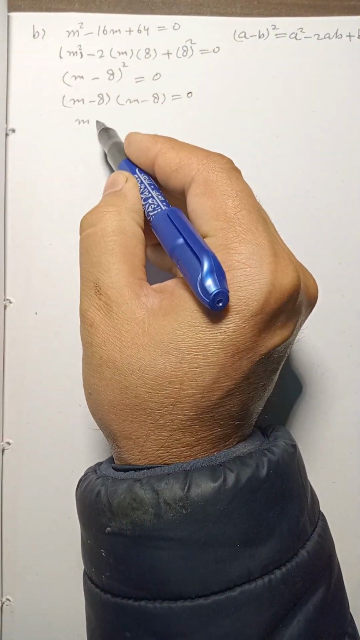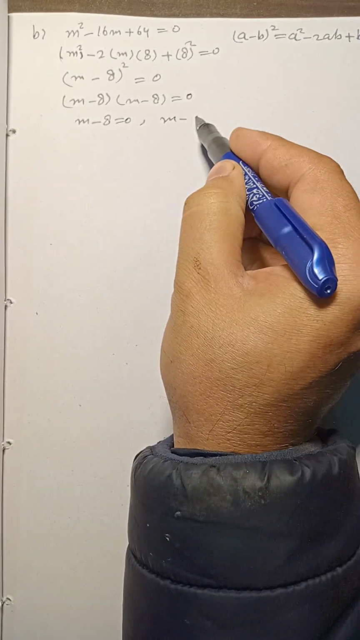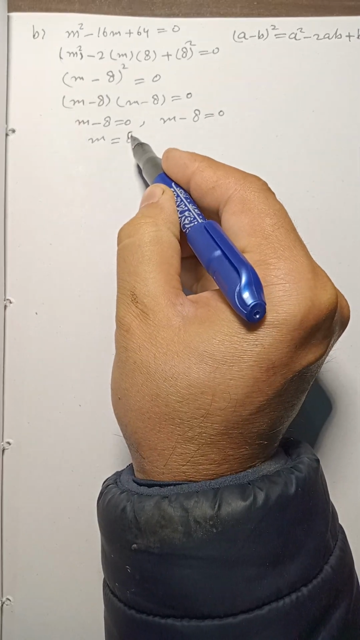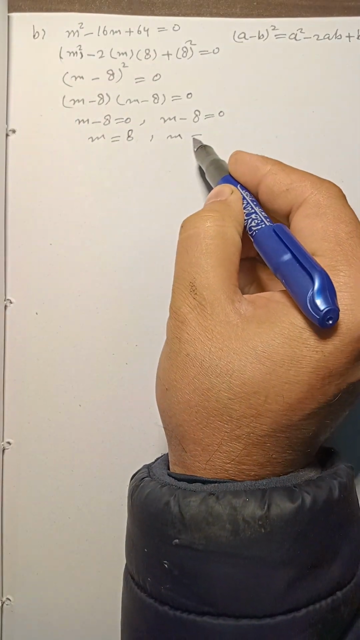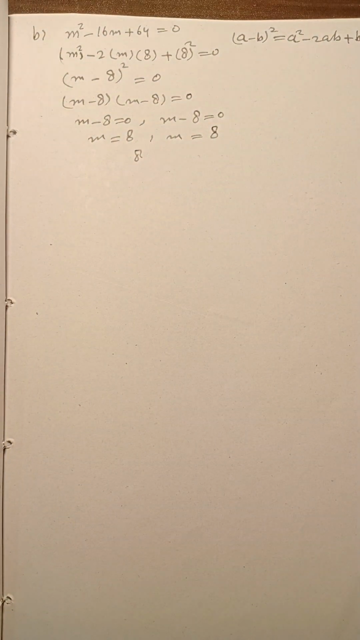Now m minus 8 is equal to 0 and m minus 8 is equal to 0. M is equal to 8 and here m is equal to 8. So 8 is our answer. From both sides it is 8.